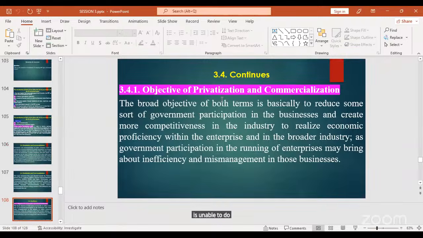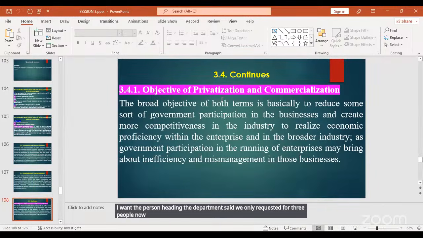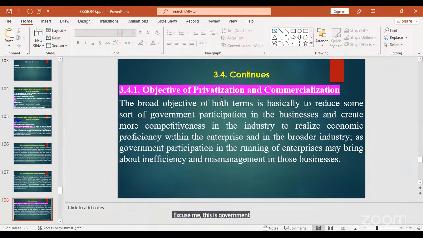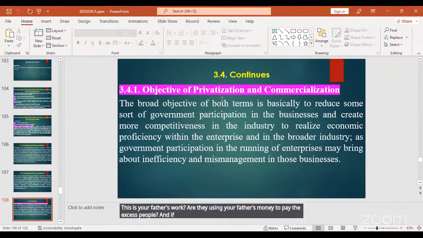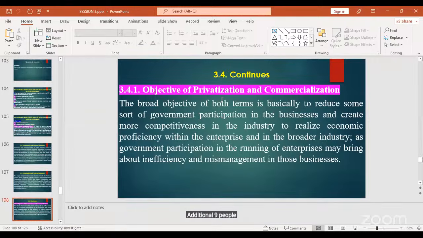In a particular place, they were employing, and they employed more than what those people in the department requested. When the person heading the department said, "Oh, we only requested 3 people. How come you bring 12 people?" they shouted at the HOD there, "Excuse me, this is government work. Is it your father's work? Are they using your father's money to pay the excess people?" But if it is private, will you go and employ an additional 9 people where they need 3? You dare not do that.